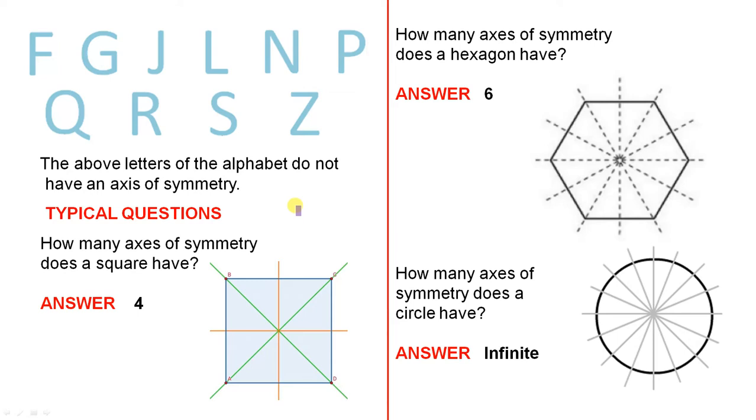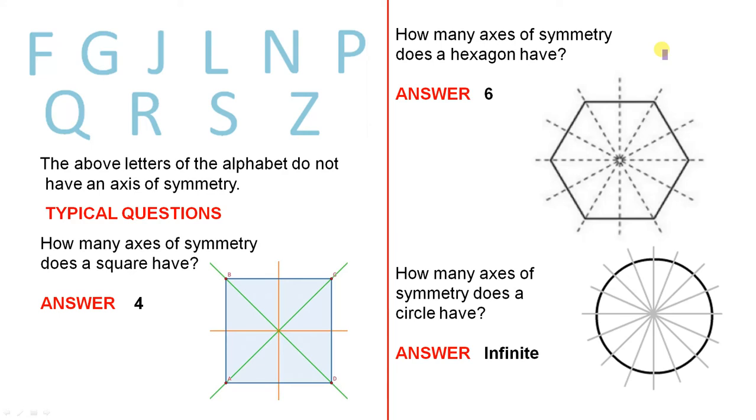Now here are some typical questions. We'll look at some shapes here and we'll see how many axes of symmetry they have. Firstly, the square. Because of the very special shape of the square, where the four sides are equal and the four angles are equal, we can see that there are four axes of symmetry for the square. So the square has line symmetry.